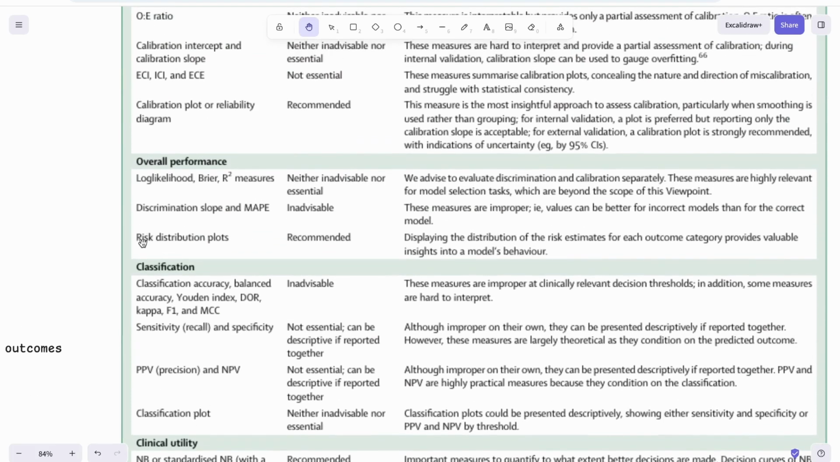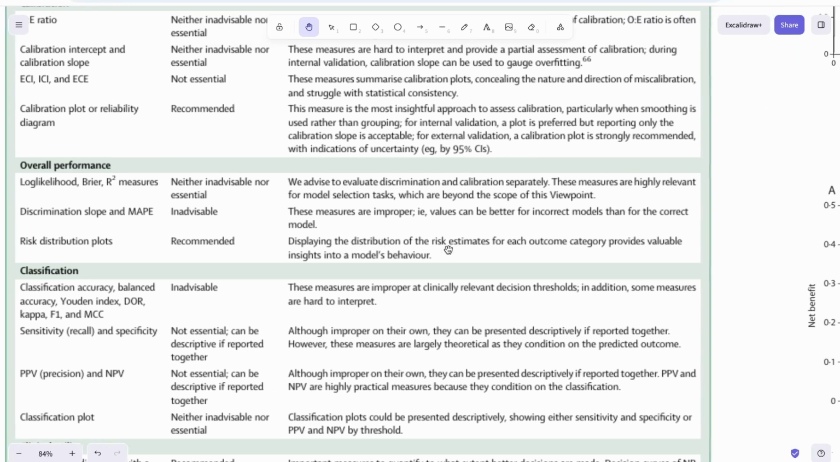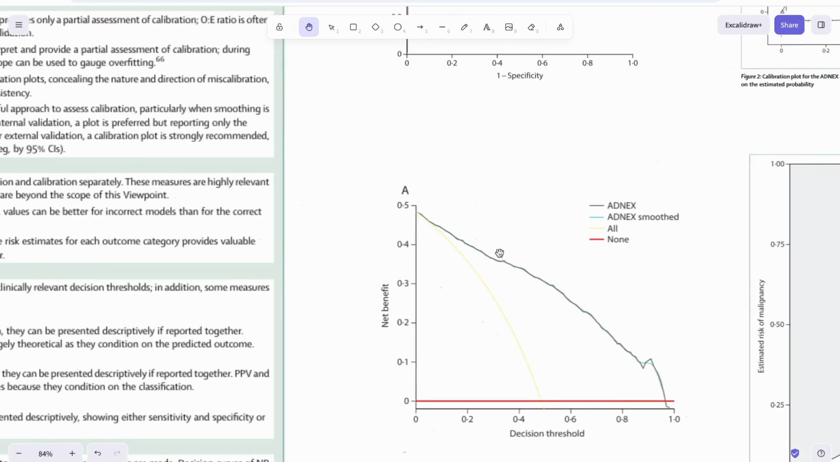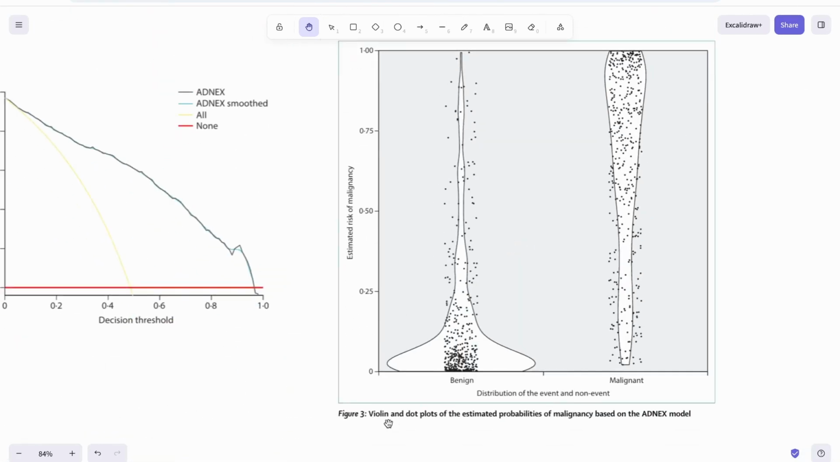They recommend plotting risk distribution plots, which display the distribution of the risk estimates for each outcome category and provide valuable insights into a model's behavior. So the risk plot looks like this. This is figure number 3, violin and dot plots of the estimated probabilities of malignancy based on the AdNex model. I think the AdNex model is an AI predictive model for ovarian cancer.